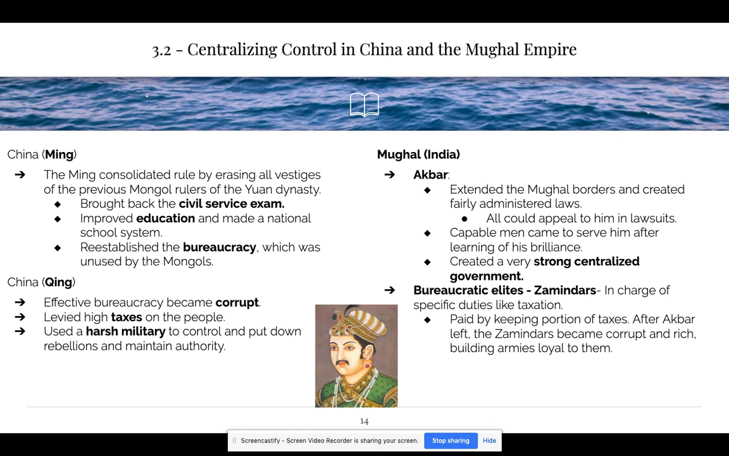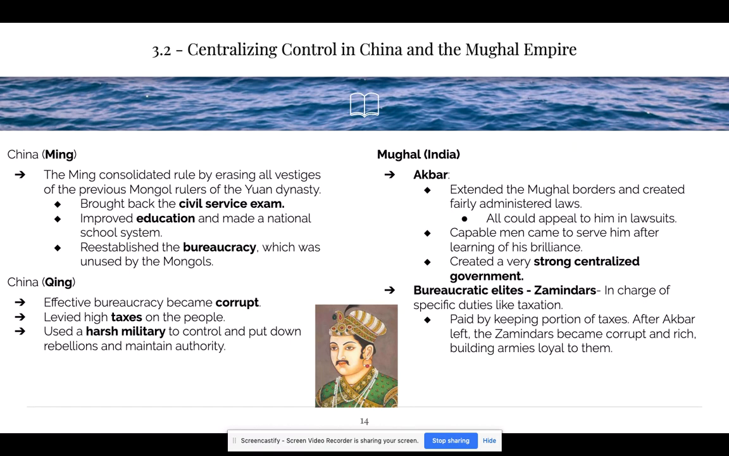Let's talk China and the Mughal Empire. So under the Ming Dynasty, they consolidated control by basically erasing everything that the Mongol rulers had done under the Yuan Dynasty. They brought back the civil service exam, which traces all the way back to Song China. They improved education, made a free national school system, and reestablished that strong Chinese bureaucracy. Now, if you remember back to 3.1, eventually that bureaucracy becomes corrupt. But the Ming Dynasty reestablished it, and that's how they consolidated rule after the Mongol Dynasty.